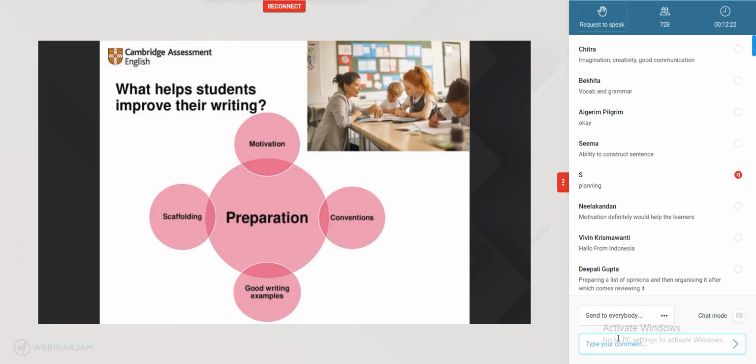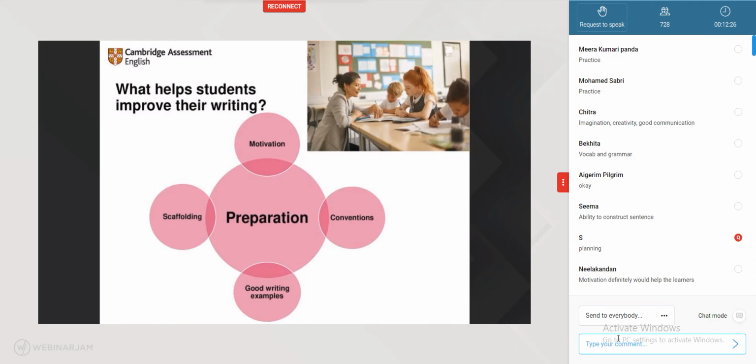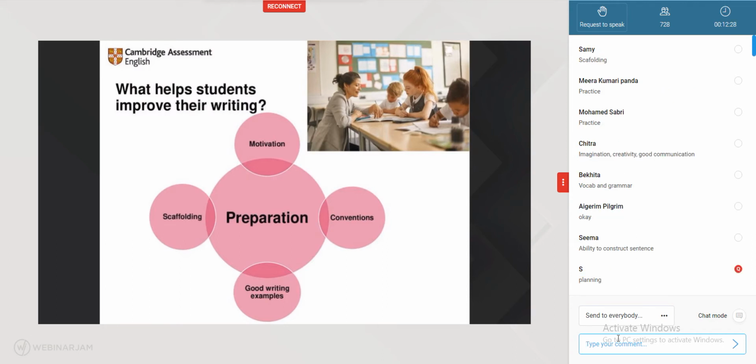Conventions, somebody said in the chat box a couple of times, being aware of what is expected. I think definitely conventions of different types of writing. It's important that the students are aware of this, and a good way to help them do this is to give them plenty of good examples of good writing, as models, for them to reflect on and identify what works well.